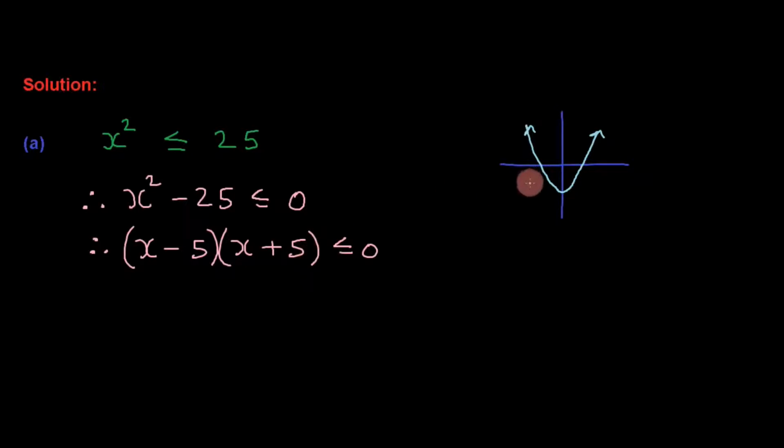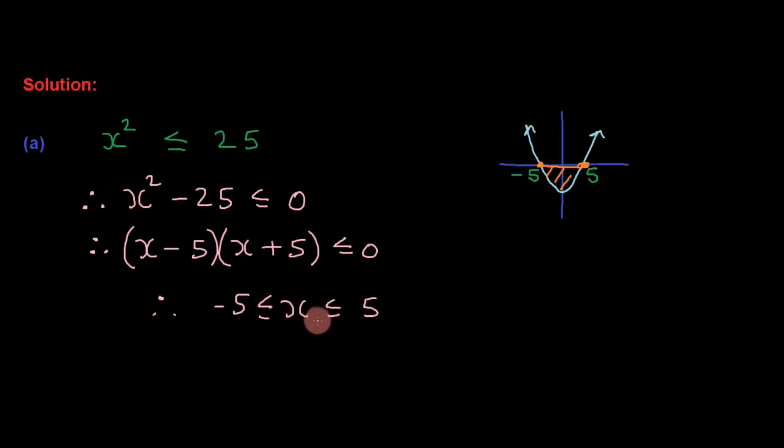And in this case, the roots are positive and negative 5. Now, we want to know where the graph of y equals x squared minus 25 is either 0, so at negative and positive 5, or less than 0. In other words, below the x-axis. So we can see for all x values from -5 to +5. So the solution here will be x is in between and including negative and +5.